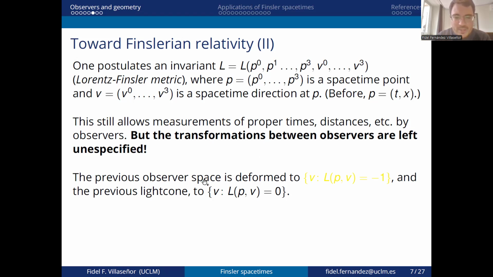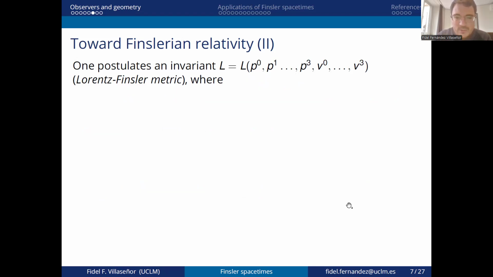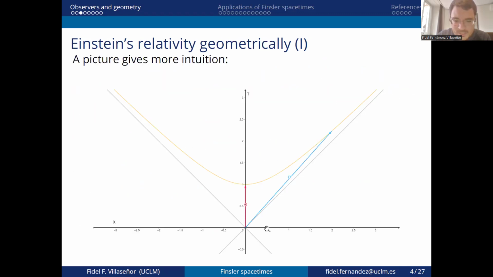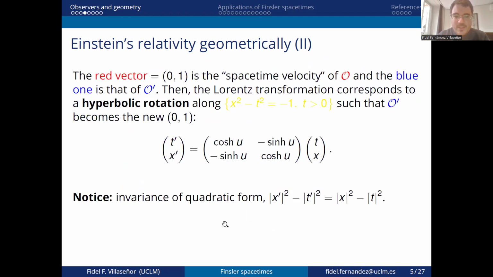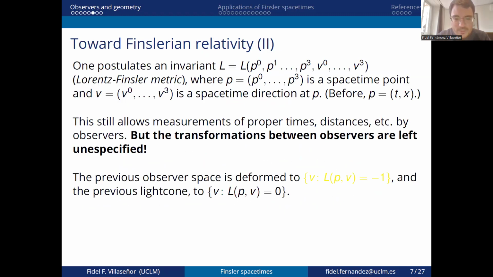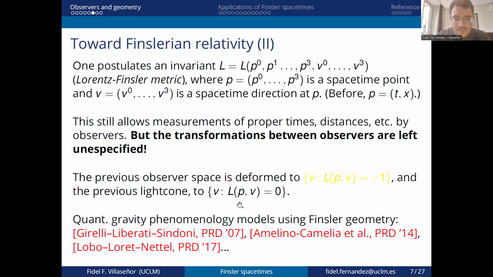And geometrically, this is also very pictorial, because this means that the previous hyperbola that we saw is now deformed to this set here, corresponding to the directions where L equals -1. And the previous light cone, which here was these two lines at 45 degrees, is now also deformed to this set here of directions where L equals 0. And let me just point out that indeed this approach has been applied to approach quantum gravity phenomenology. The questions that I mentioned before are approached by this type of geometry by different authors.